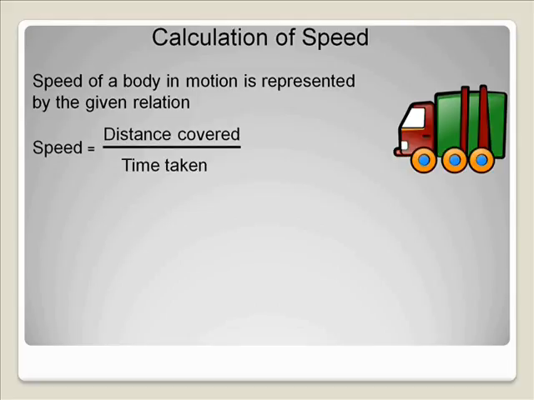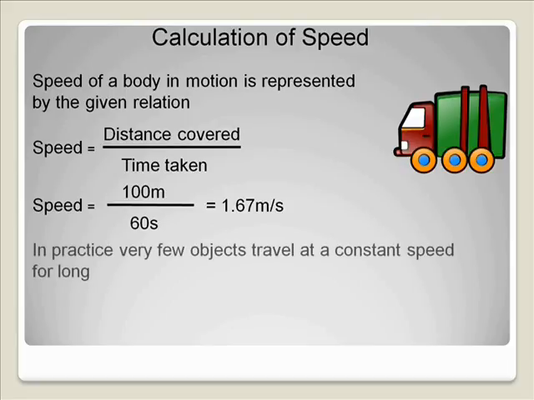In the example of the toy truck, if we say that the distance covered is 100 meters and the time taken is 1 minute or 60 seconds, then speed can be calculated by the above relation and would be 100 meters divided by 60 seconds, equal to 1.67 meters per second.